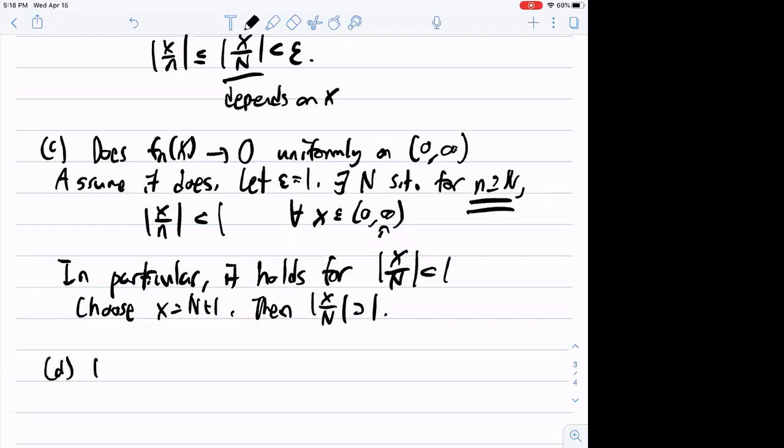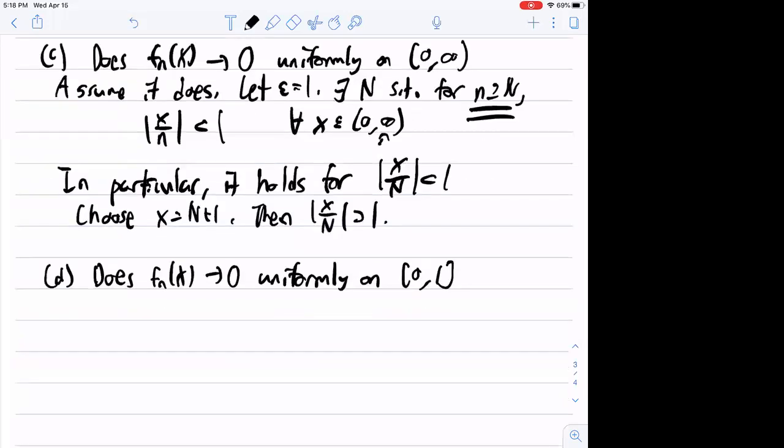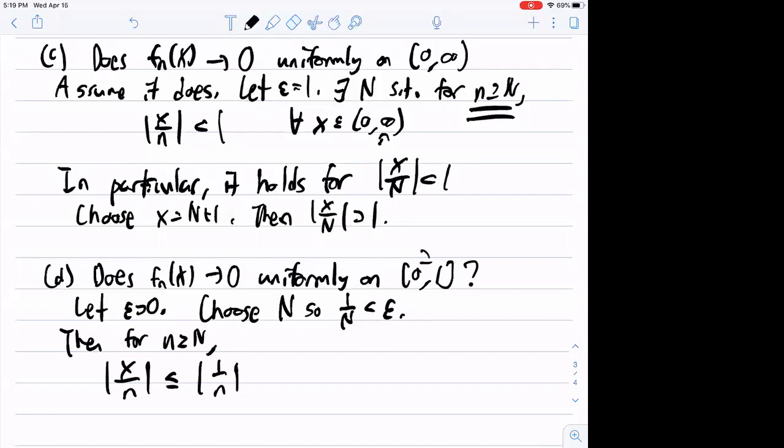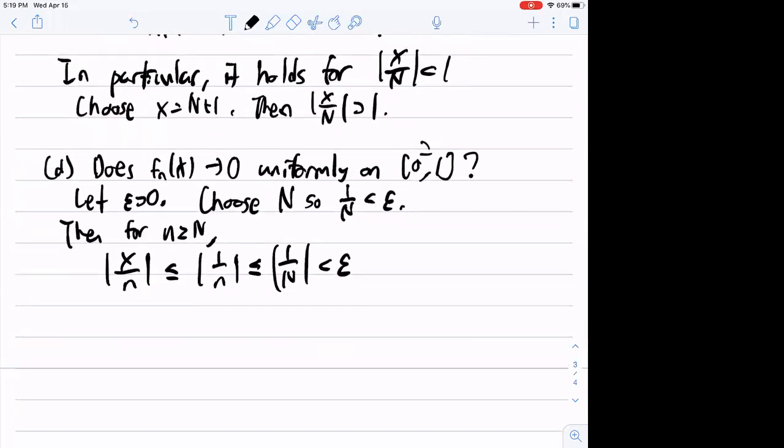So now the next question is, does f_n of x go to 0 uniformly on 0 to 1? In this case, it does. So let epsilon be bigger than 0. Choose N so that 1 over N is less than epsilon, again by the Archimedean property. Since x is in the interval 0 to 1, the biggest x can be is 1. Sorry, I skipped a step. For n greater than or equal to N, this thing is bounded by 1 over n, because the biggest x could be is 1. And this is less than or equal to 1 over N, which is less than epsilon. So yes, it is uniform.